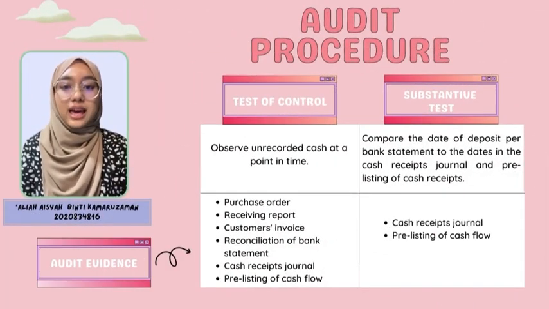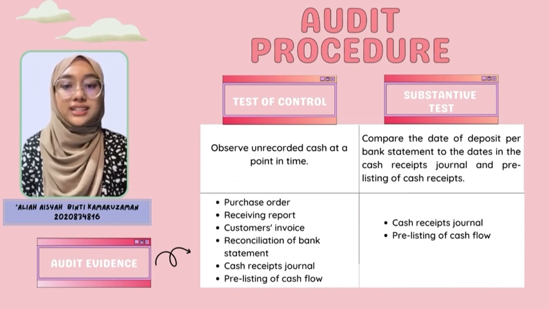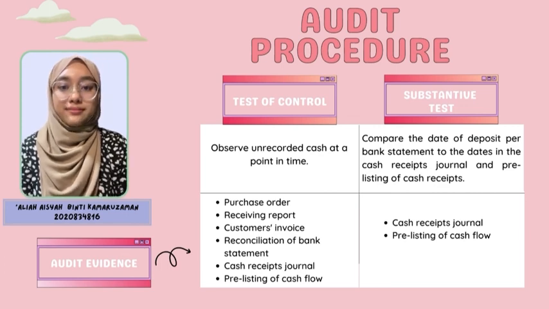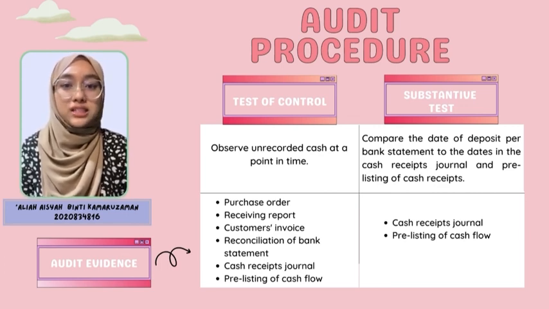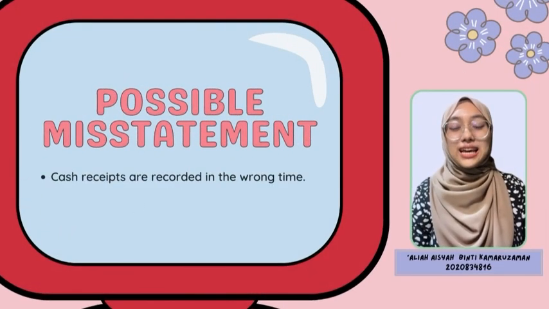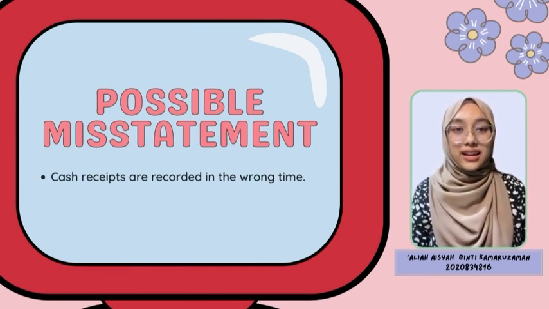Next, the audit procedure for timing. The test of control is to observe unrecorded cash at a point in time. The substantive test is to compare the date of deposit per bank statement to the dates in the cash receipts journal and pre-listing of cash receipts. The audit evidence for the test of control are the purchase order, delivery report, customer's invoice, reconciliation of bank statement, cash receipts journal, and pre-listing of cash receipts, while for the substantive tests they are the cash receipts journal and pre-listing of cash receipts. Lastly, the possible misstatement for timing is that cash receipts are recorded at the wrong time.